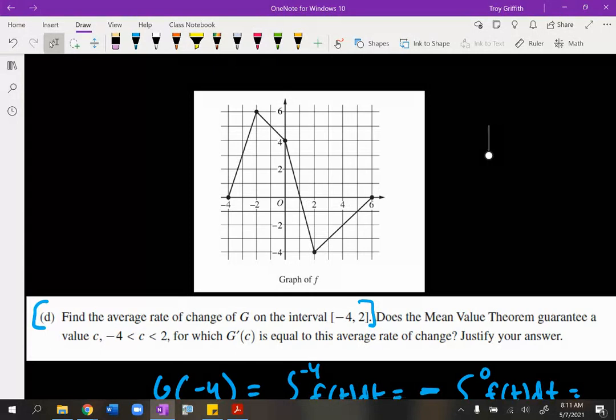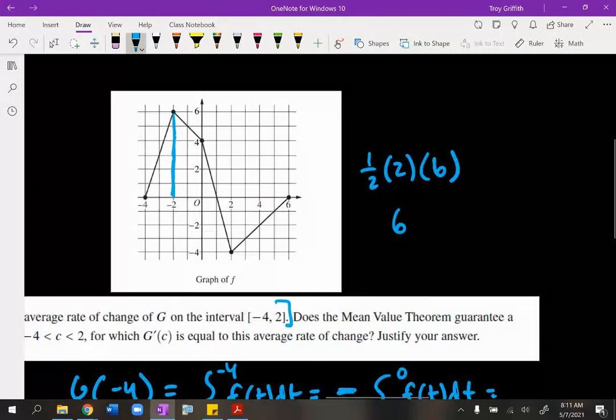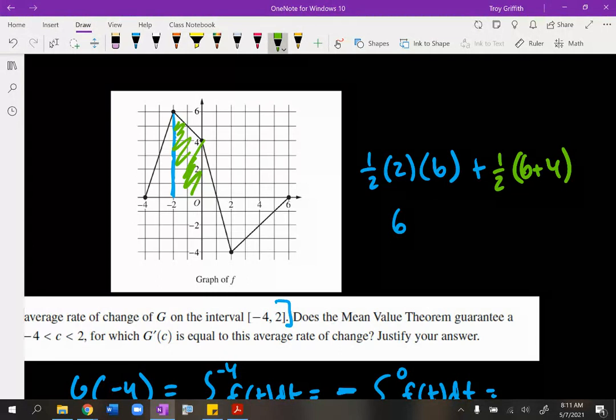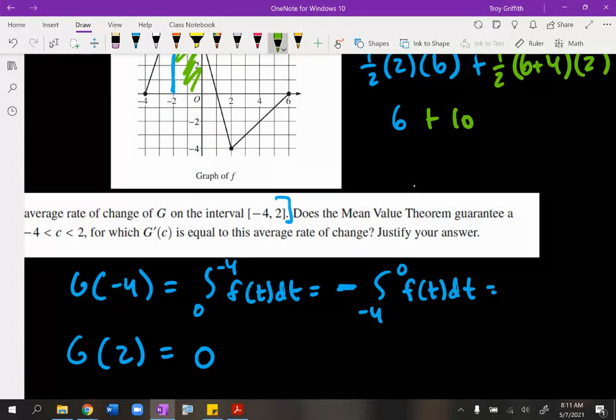Okay, so I've got a couple different shapes right here. I can do a triangle here. Okay, so 1/2 base times height. 1/2, from -4 to 2, base is 2, height is 6. Okay, so that's going to be 6. And then this other shape here is a trapezoid. So I'm going to go 1/2 height 1, so that's 6 plus 4, and from -2 to 0 is 2. The 1/2 and the 2 cancel out, so I get 6 plus 10. So that's 16, but don't forget about this negative here. So really it's -16, okay?